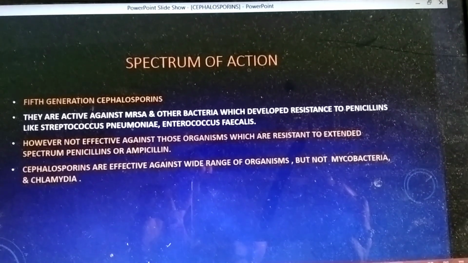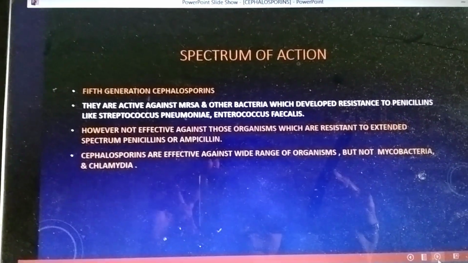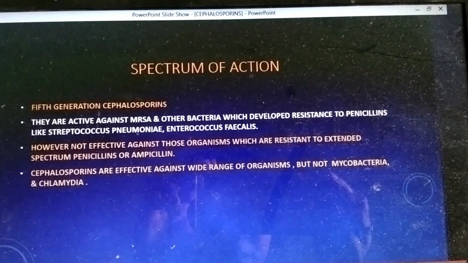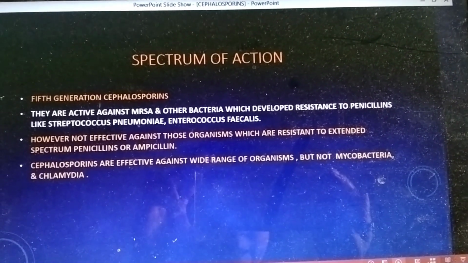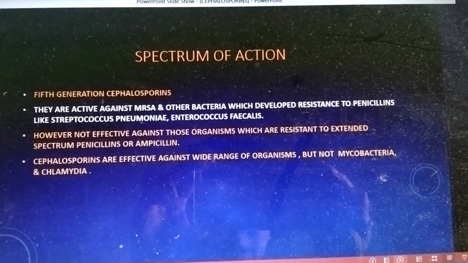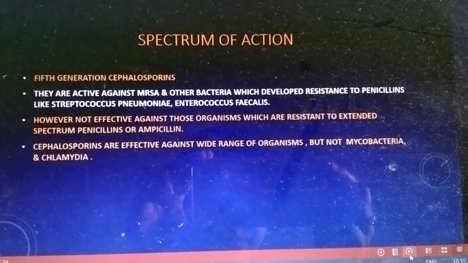Cephalosporins are effective against a wide range of organisms, but not Mycobacteria and Chlamydia. So these are exceptions, while most of the organisms are covered by the cephalosporins.